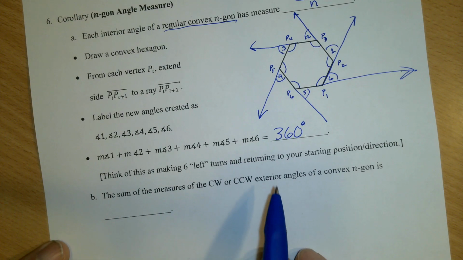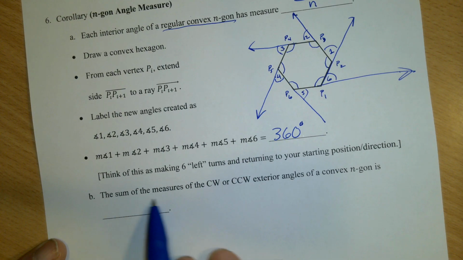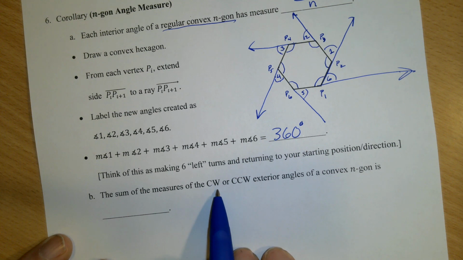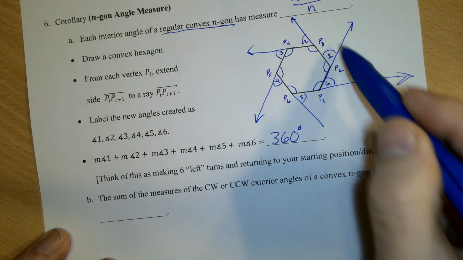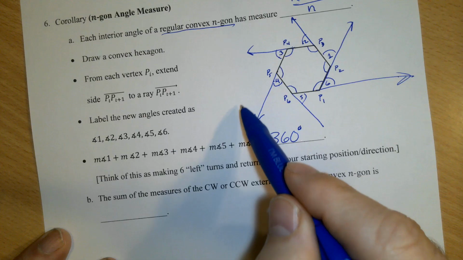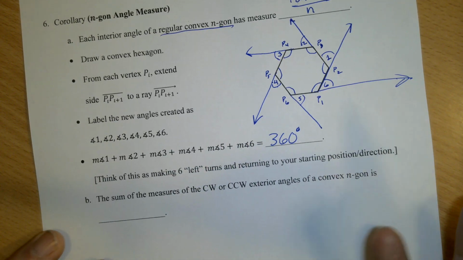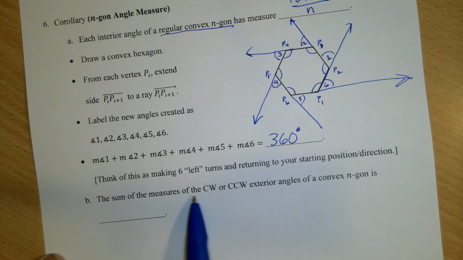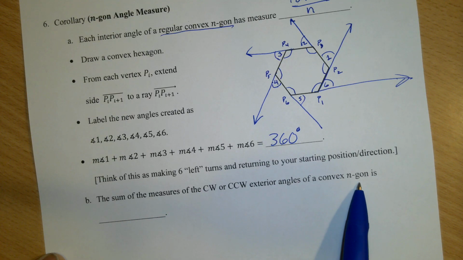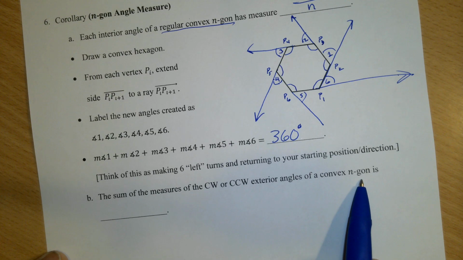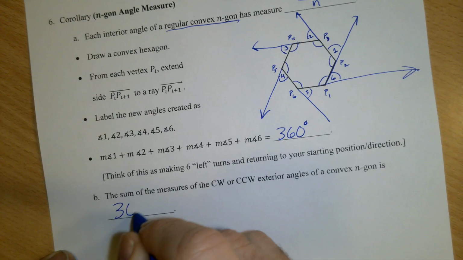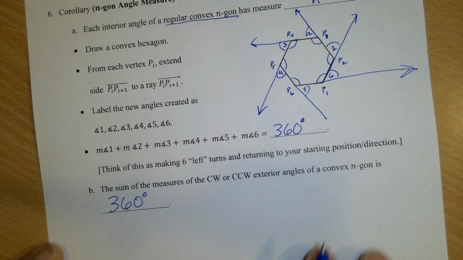So basically, in general, we could have gone clockwise or counterclockwise. I went counterclockwise. If we would have extended in the other direction, it would be like the mirror image of this. We would get the exact same answer. The sum of the measures of clockwise or counterclockwise exterior angles of a convex n-gon is, it doesn't even matter what n is, it's 360 degrees.